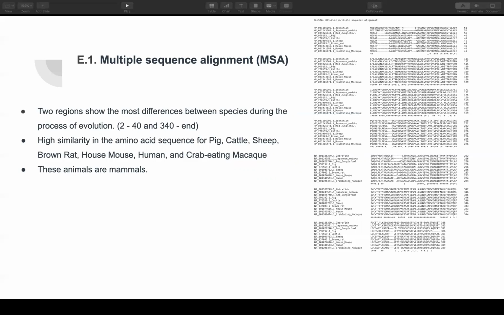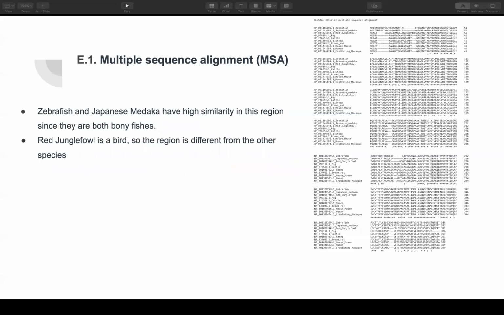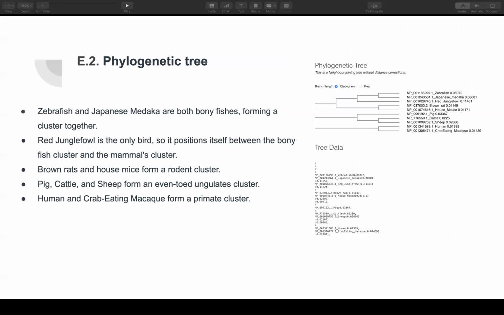And there is high similarity in amino acid sequence for pig, cattle, sheep, brown rat, house mouse, human, and crab-eating macaque, since these animals are mammals. And zebrafish and Japanese medaka also have high similarity for the two regions, because they're bony fish. And in the case of red junglefowl, which is the only bird, the reason is different from the other species.